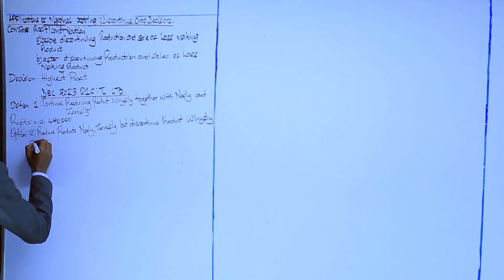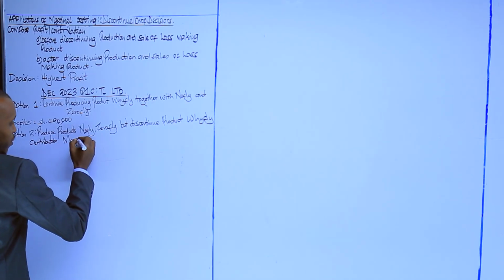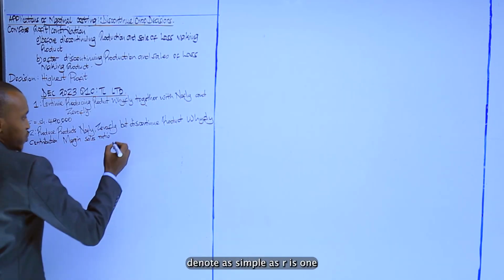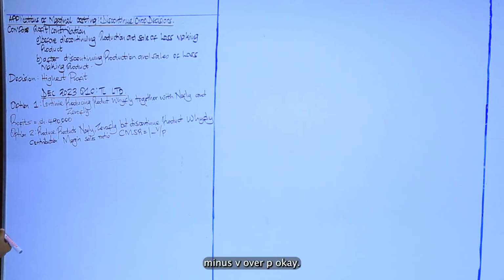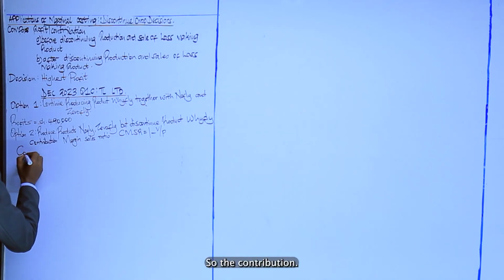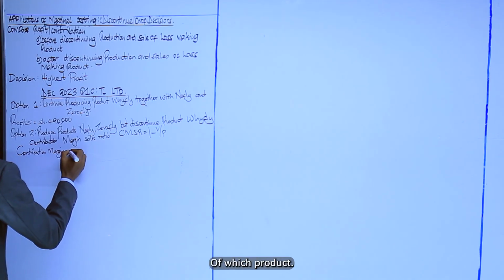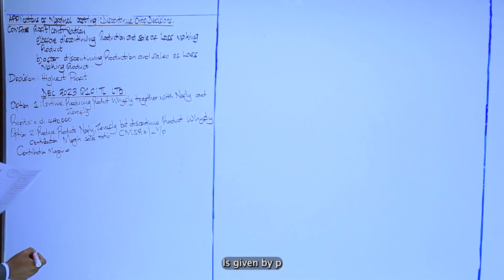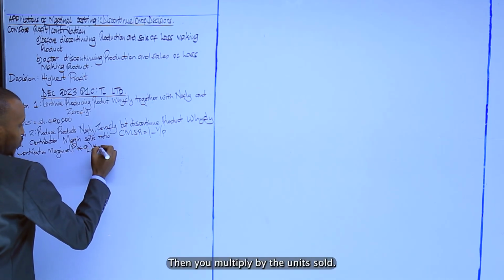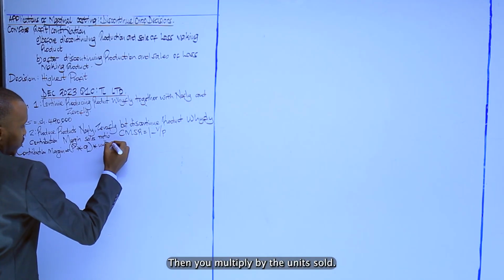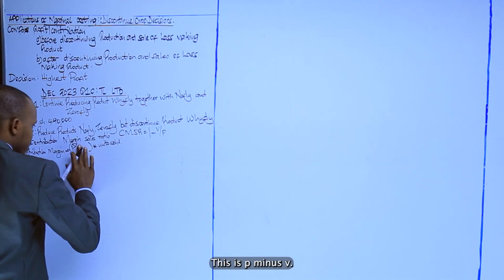Now, our contribution margin sales ratio, which we denote as CMSR, is 1 minus V over P. Okay. So the contribution margin of each product is given by P times Q, where you multiply by the units sold. This is P minus V.